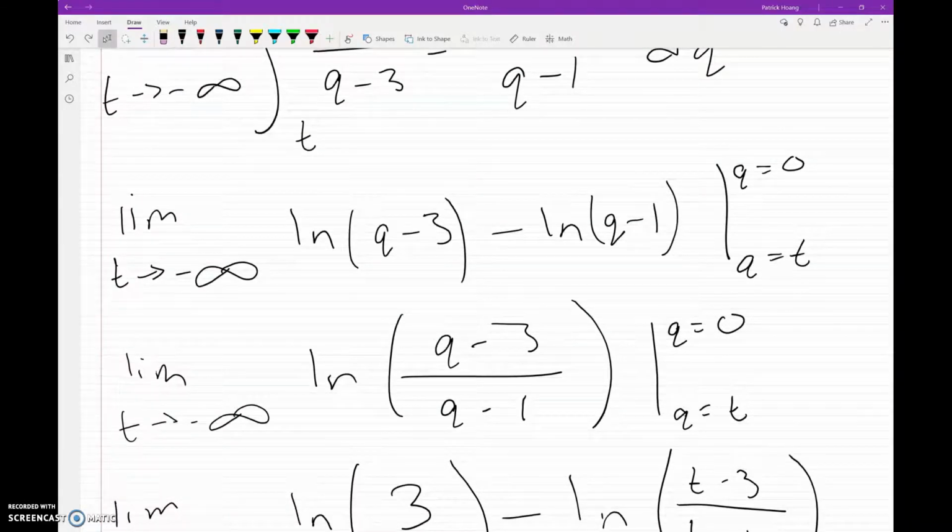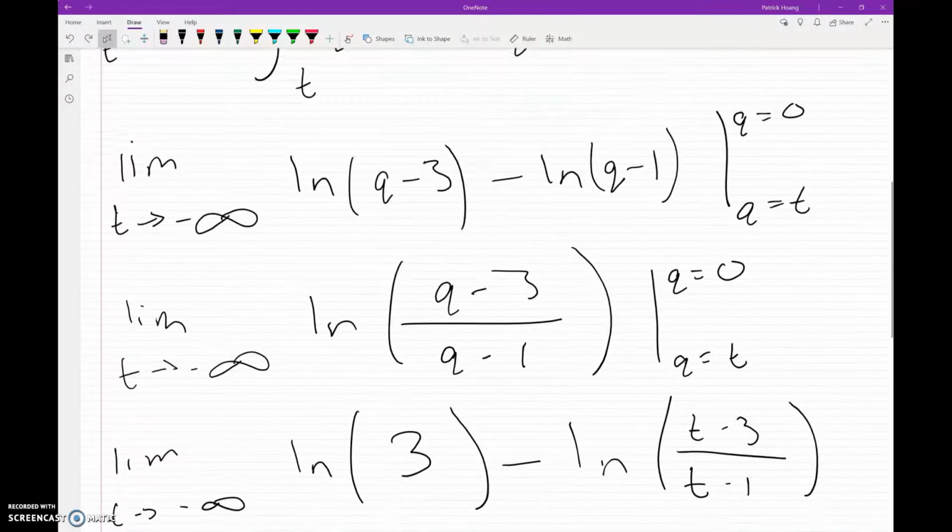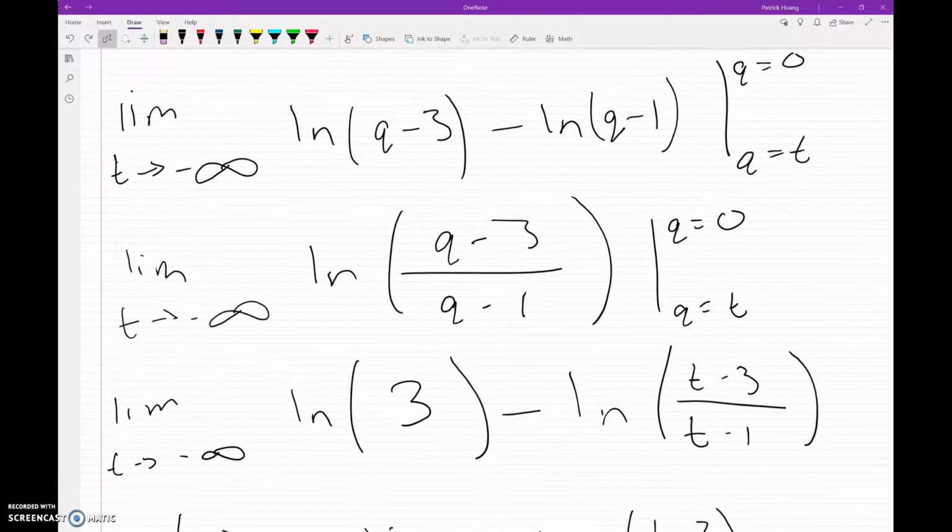We just said, okay, this is natural log of q minus 3 and natural log of q minus 1. So we can use our log properties, and this is a log minus log, so now there's a ratio in the argument. So this is now the limit as t approaches negative infinity of natural log of q minus 3 divided by q minus 1, evaluated from q equals t to q equals 0. After we substitute in 0, 0 minus 3 is negative 3, 0 minus 1 is negative 1, negative 3 divided by negative 1 is 3. That's just the natural log of 3.